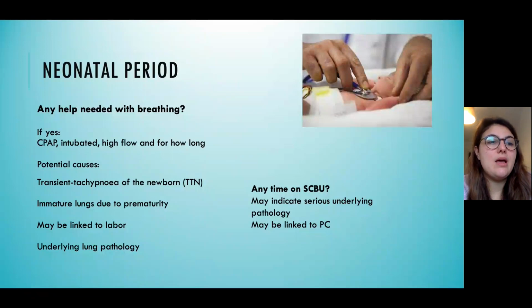Potential causes of this might be transient tachypnoea of the newborn, or immature lungs due to prematurity. It may be linked to labour, so if they were born via C-section, or it might signify an underlying lung pathology, but all these are really important to know. And did they spend any time on SCBU? This may indicate a serious underlying pathology, and it may also be linked to their presenting complaint.